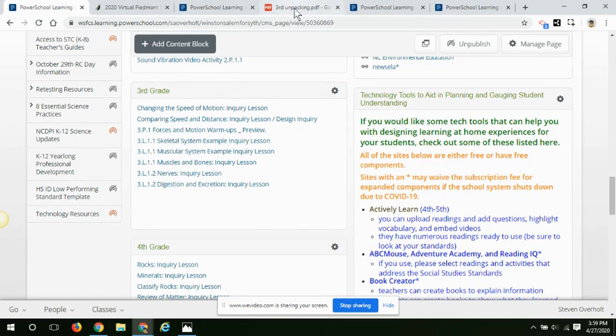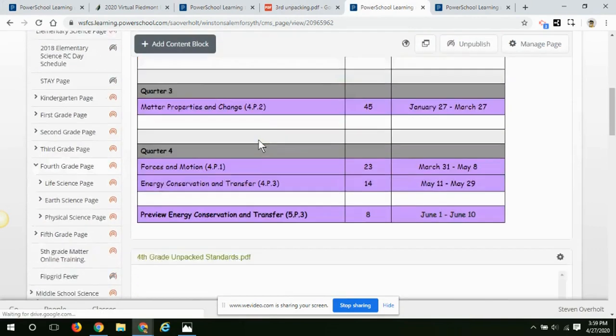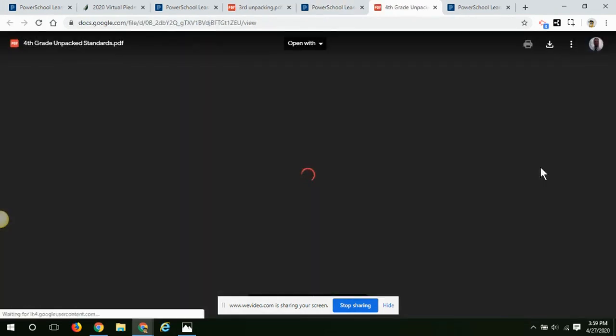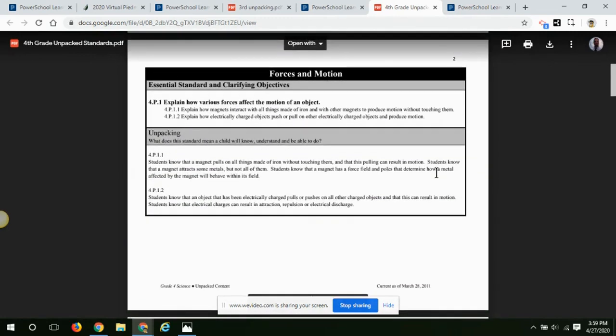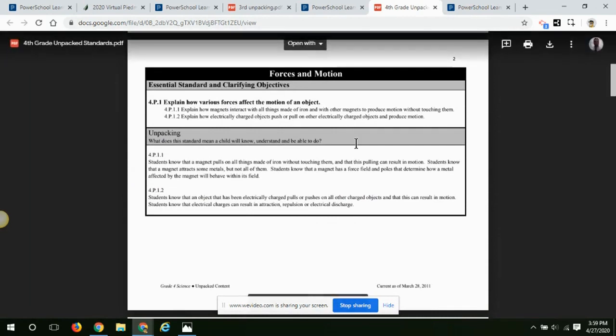Fourth grade. Look at the fourth grade page. We'll look at that very similarly. You guys are into the forces in motion and the energy conservation. As we pull out our unpacked document and we get into the first part here, causing forces in motion, magnets causing us to have motion. Those are the standards that Warren was talking about.